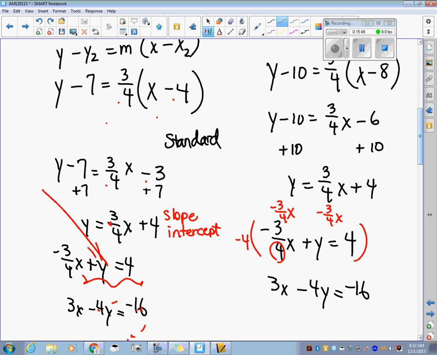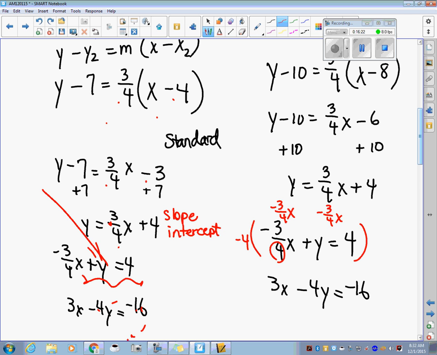If I were graphing this one, I would start at 4 up here. 1, 2, 3, 4. And then I would use the slope up 3, 1, 2, 3, and over 4. 1, 2, 3, 4. Do you know how to do that quick graph? So there's the graph of my line. Is it slanted to the right? Is the slope increasing? Yes. Okay. So a quick graph.